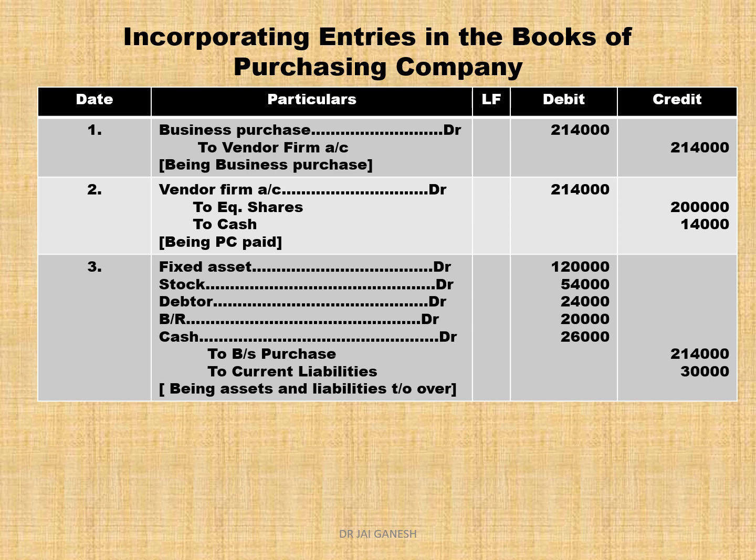Next, third one, for taking over assets and liabilities. Fixed asset account debit 1,20,000. Stock account debit 54,000. Debtor account debit 24,000. BR account debit 20,000. Cash account debit 26,000. To business purchase account 2,14,000. To current liabilities 30,000.